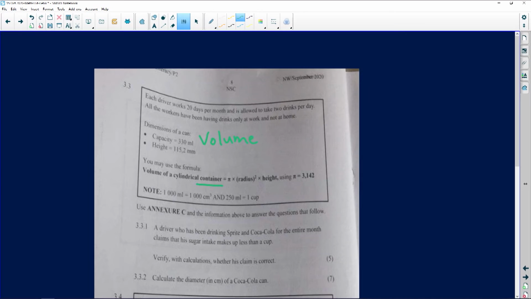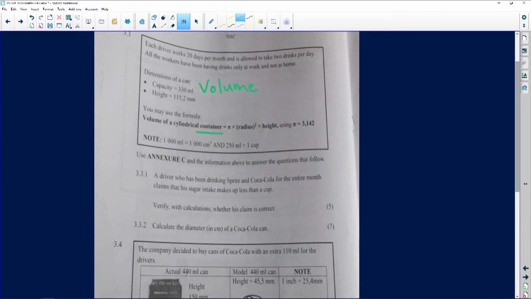And also, Tolagele, you did not give us the annexure. So because you didn't give us the annexure, then I cannot calculate 3.3.1. Let's look at what 3.3.1 is asking us. It says to us, a driver has been drinking Sprite and Coca-Cola for the entire month and claims his sugar intake takes up less than a cup. Verify those calculations. In order for us to do this, we need this annexure over here because it will tell us information on the sugar that we need to calculate. So I'm not going to do that one.